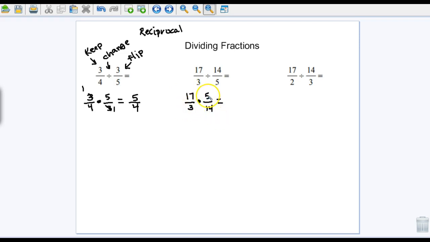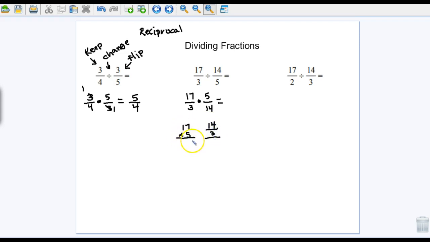3 is also prime. 5 is prime. I cannot simplify these, so I'm just going to have to multiply straight across. Well, I don't know what 17 times 5 is, or 14 times 3. So I'm going to go ahead and write it old school and come up with my answers.